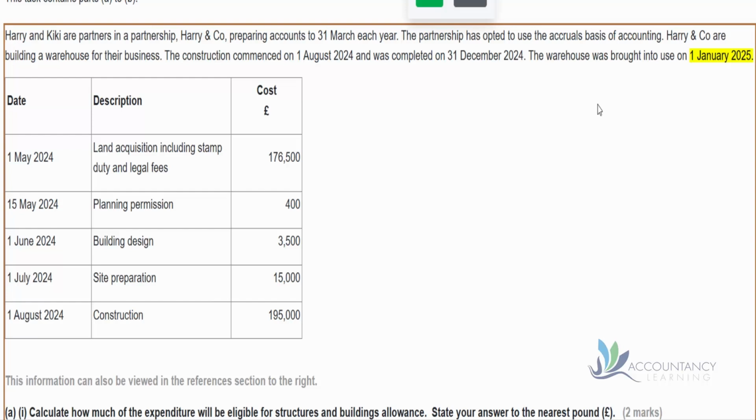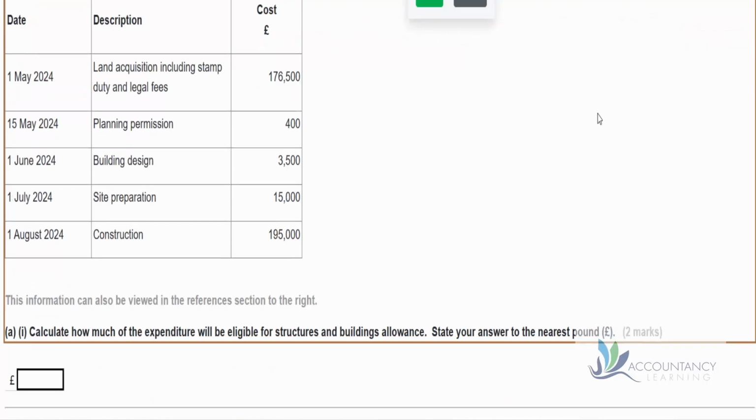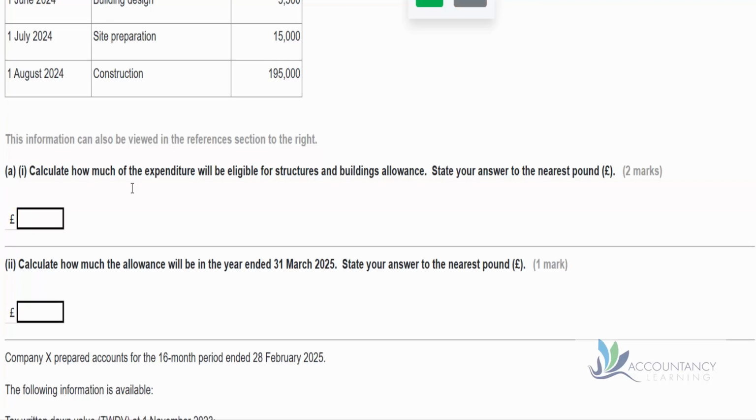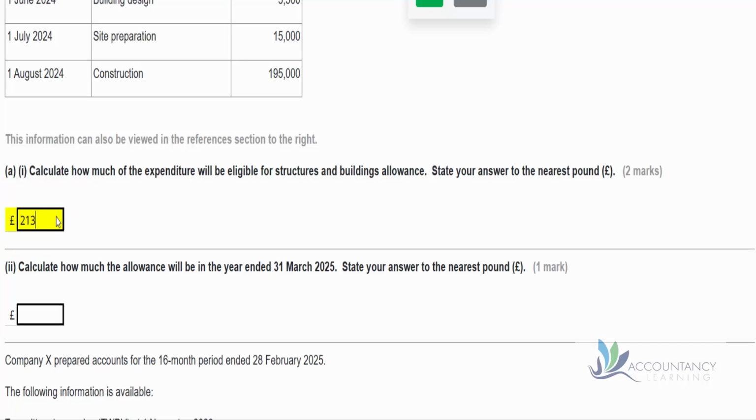So we can see on the 1st of May we bought the land. Well, land is not a structure and it's not a building, so we're not going to include that. And then on the 15th of May we have the planning permission, which is not allowable for structures and building allowance. And then the other 3 expenses, the building design, site preparation and construction, they're all okay. So we can just add those together and that gives us our total expenditure of 213,500.